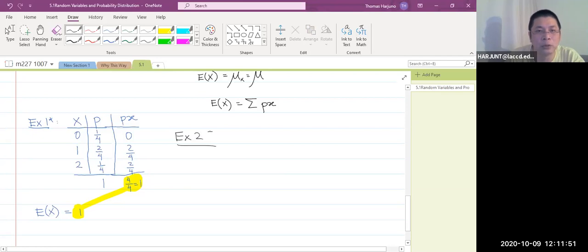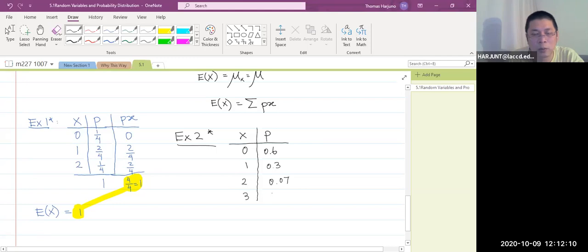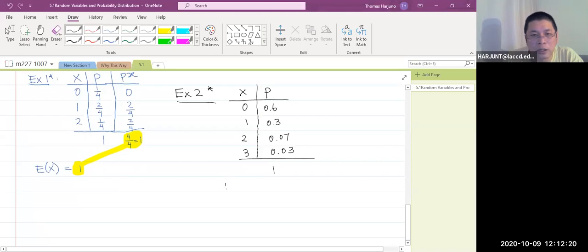Example 2, the one that we had earlier, where x is the number of passengers in a sedan. I remember 0 is 0.6, 1 is 0.3, 2 is 0.07, 3 is 0.03. The total is 1. Now, what is the expected value?